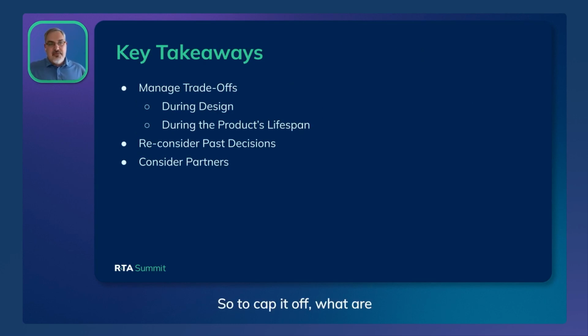So to cap it off, what are some of the key takeaways? Managing trade-offs, it's something we always do. It's something we need to do deliberately during our design phase and during the life cycle of our product. Remember to identify, communicate, and document these decisions that you make. And don't be afraid to reconsider a past decision. Market forces change and product directions change. Trade-off decisions that you made in the past, they might have a different calculus now. There might be new tools available.